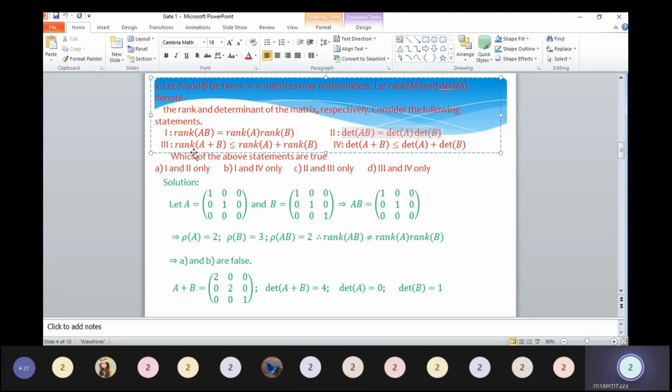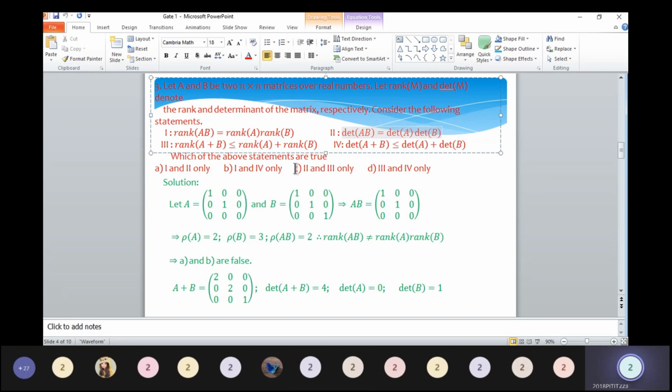See, you have to go through the options. If you are strong in any one of the results, you go with that. Determinant of AB equals determinant of A into determinant of B is true. So B and D will be false. Either A or C will be the answer. If you know this property of determinant of AB very well, then definitely either A or C is the correct answer.